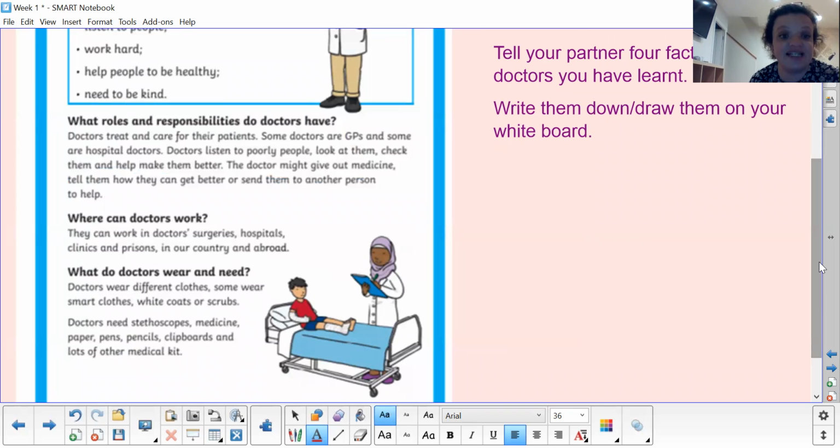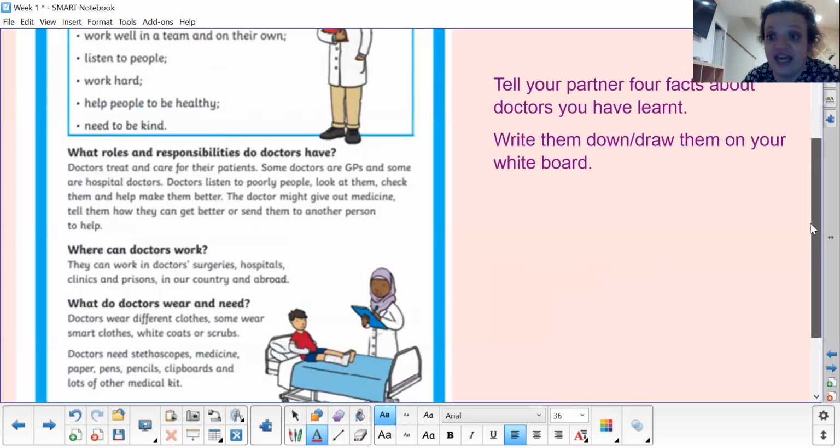What do doctors wear and need? Doctors wear different clothes. Some wear smart clothes, white coats, or scrubs, which is kind of like material that they pull on, like a tracksuit, but it's not really like that. It's like really soft material. They pull it on to cover their clothes from if they're going to get messy or anything. Doctors need stethoscopes, medicine, paper, pens, pencils, clipboards, and lots of other medical kit.